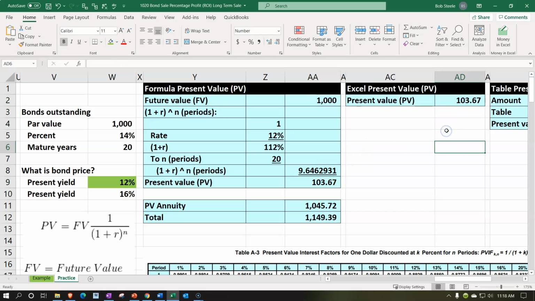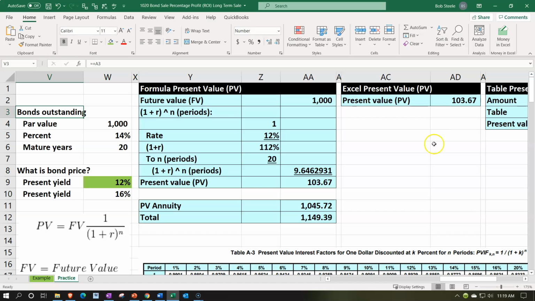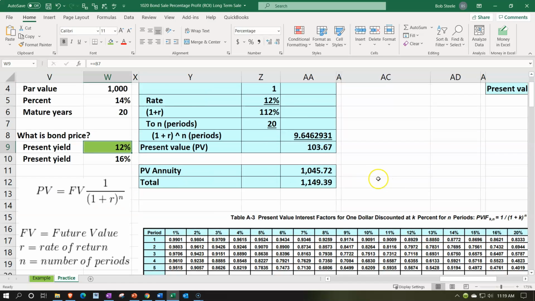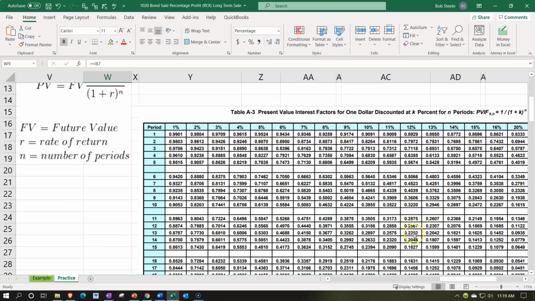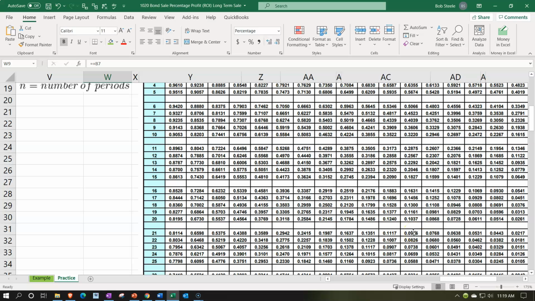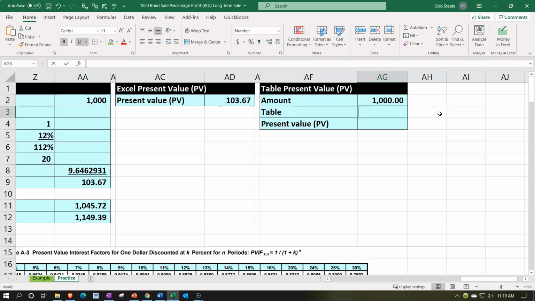Let's do it with the tables this time. Tables is going to be the 1,000. Picking up the proper table, this being the present value of 1, not an annuity, still looking 12 and 20. There's the 12, there's the 20, but this time, due to it being a separate table, we got 0.1037. Then we're going to take the 1,000 times 0.1037, once again getting to that 103.7, slightly different than the 103.67 due to the table rounding to 4 digits.